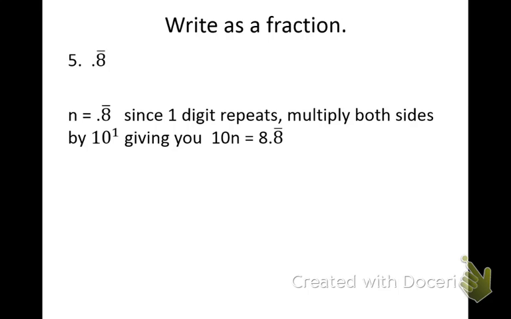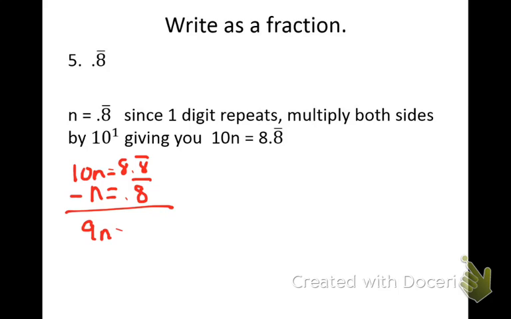All right, so we want to find what 0.8 repeating is as a fraction. The first thing is set it equal to n. Since 1 digit repeats, we're going to multiply both sides by 10. That would give us, and I'm going to write it above here because we're going to subtract in a minute, 10n equals 8.8 repeating. Now we're going to subtract the 2. 10n minus 1n would be 9n. And over here, all these repeating 8s are going to give us 0, so we're just left with 8. And hopefully we remember how to solve this. The opposite of multiply by 9 would be divide by 9, and we get our fraction 8/9.